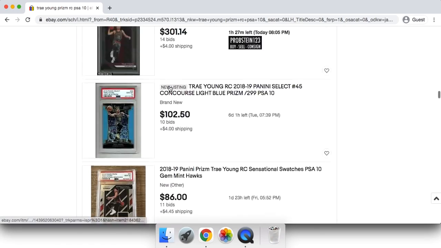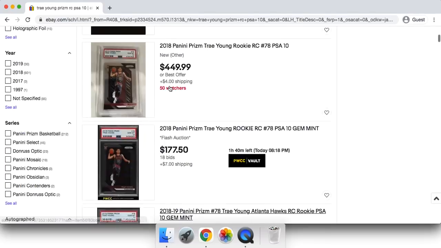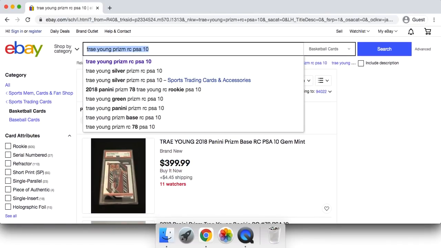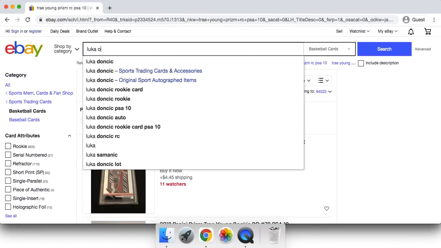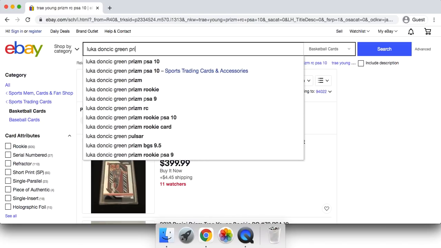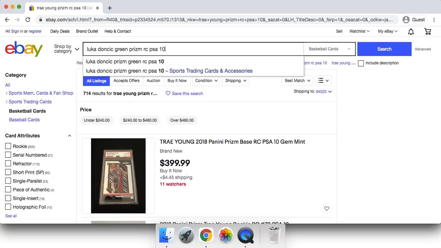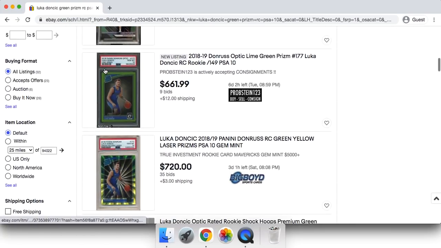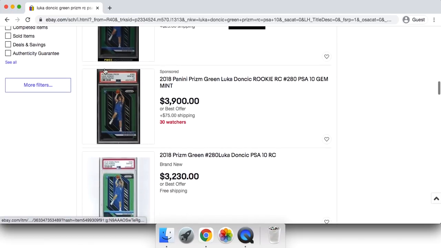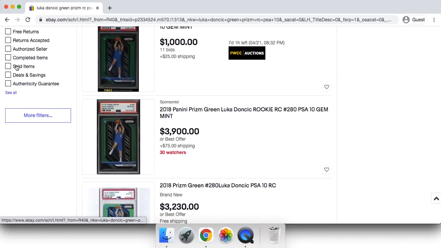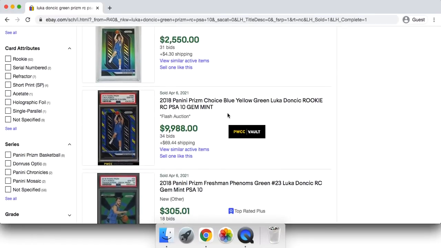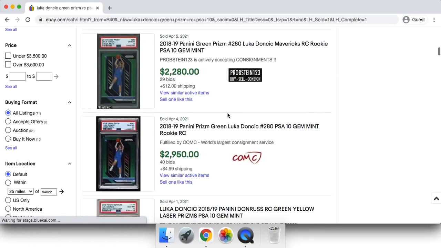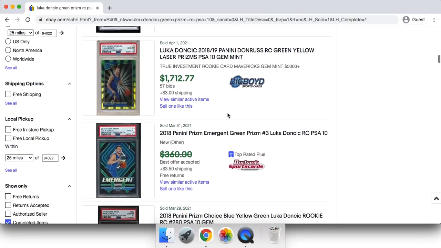And yet, what's very interesting to me is that we are still seeing certain colors go up. As we see here, we can search up a Luka Doncic green prism, say in a PSA 10, and these are still doing very, very well. So as we can see here, investors are getting smarter. They're going for lower pop cards. They're going for different variations of prism.